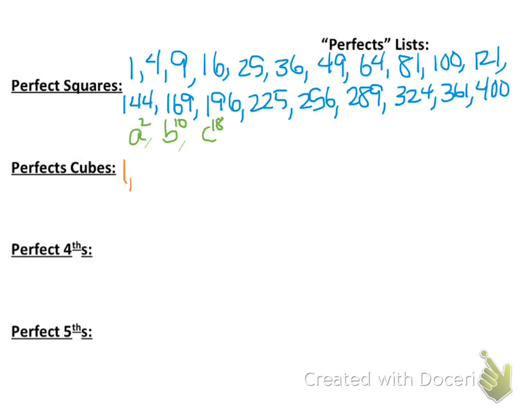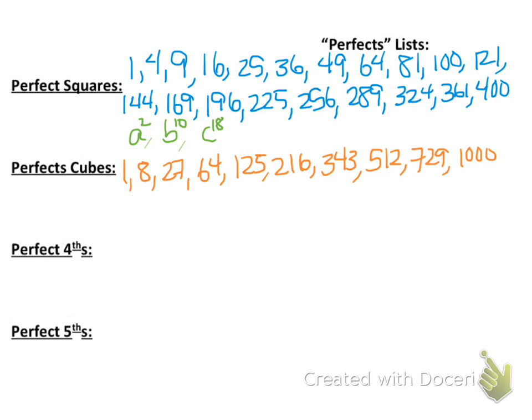Similarly, the perfect cubes: 1 times 1 times 1, 2 times 2 times 2, 3 times 3 times 3, 4 times 4 times 4, and so on. I'm going to have these listed up to 10 times 10 times 10. Again, realizing that a to the 3rd is a times a times a. C to the 18th would be what? C to the 6th times c to the 6th times c to the 6th.